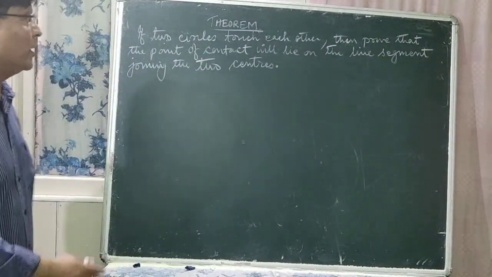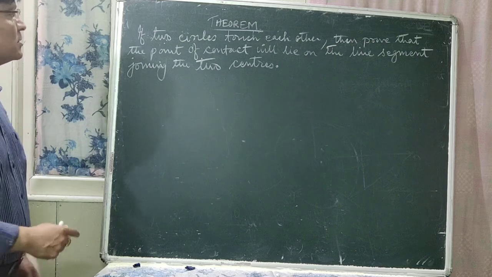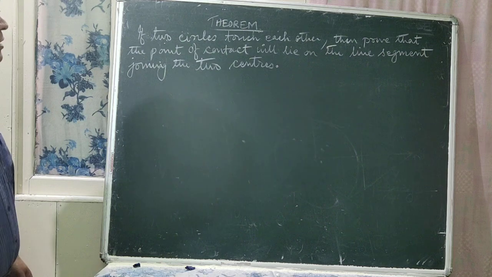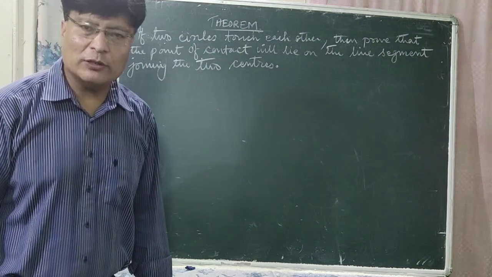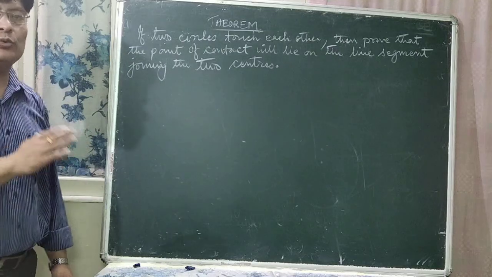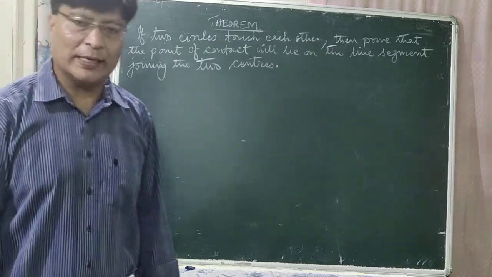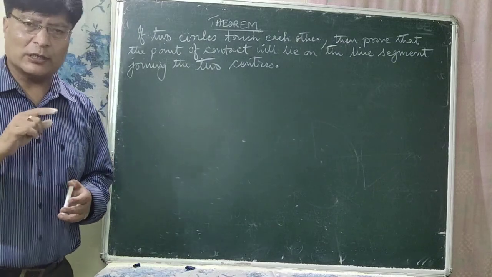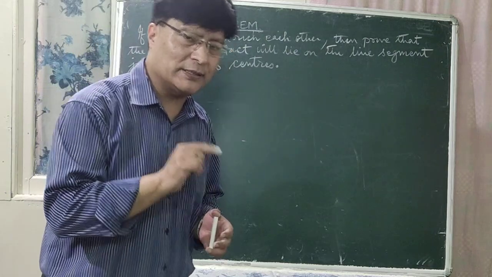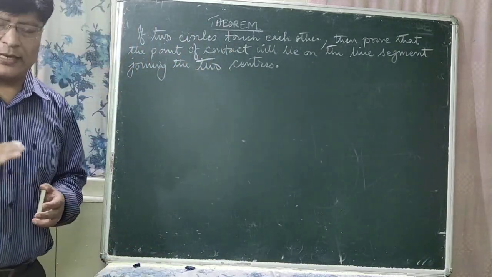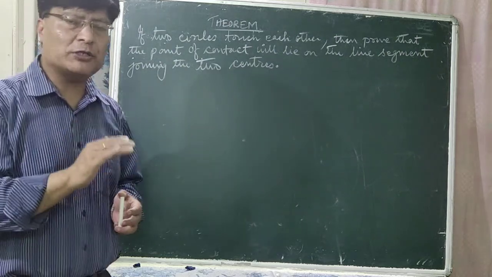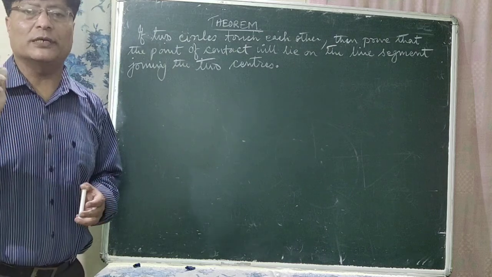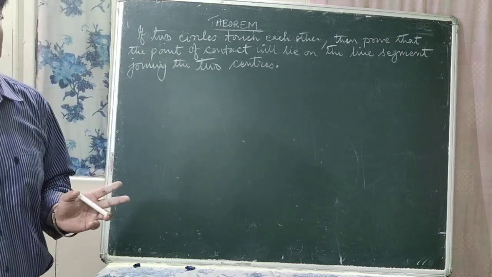So now we are doing the next theorem, that is, if two circles touch each other, then you have to prove that the point of contact will lie on the line segment joining the two centers of the circle. Okay, so if the two circles touch each other, they will touch at a point that is known as the point of contact, and you have to prove that that point will lie on the line segment joining the two centers of the circle. Is that clear to all of you?